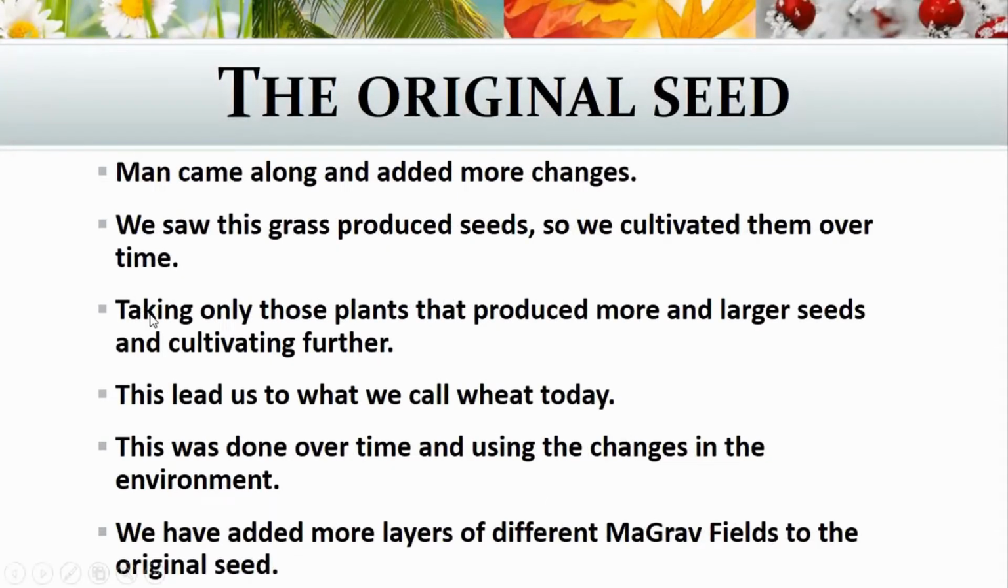So this is nature, and then we come along and we add more changes because we saw this grass produced some seeds, so we cultivated them over time, taking only those plants that produced more and larger seeds and taking those and cultivating them further. And this is what we call wheat today. It's essentially a grass seed that has been cultivated and changed, and it's into what we know as the wheat today. And all these changes have been done over time by us and the environment. And it's just the layers and layers of different MaGrav fields which have been added to that original seed.